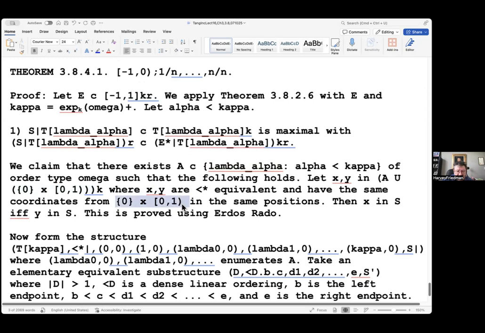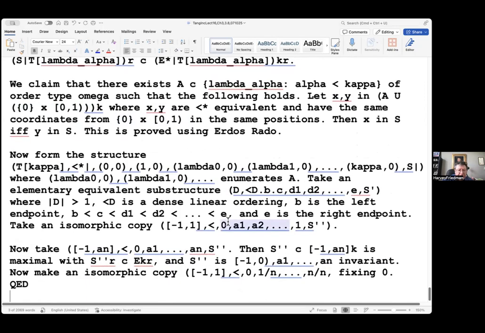And we're preparing something up to isomorphism. So we form the structure 0, 0, 1, 0, lambda 0, 0. Yeah, this 1 is really small. We're still in the transfinite case. Together with all these indiscernibles, together with the last one. And we take an elementary substructure. So we eventually get something like this.